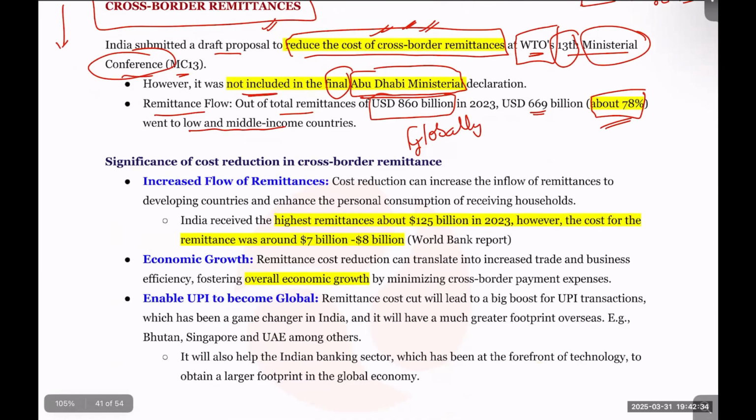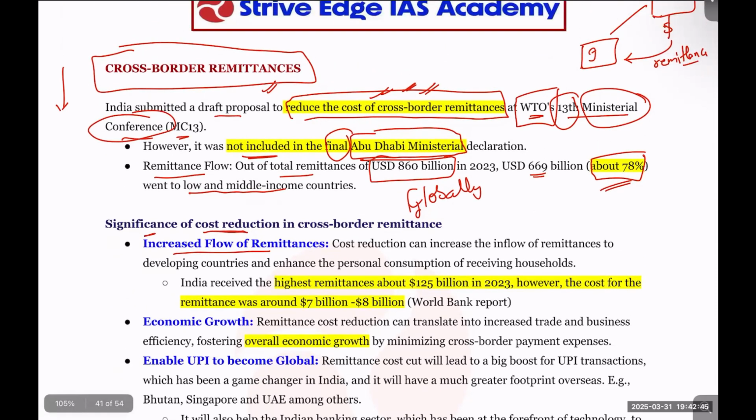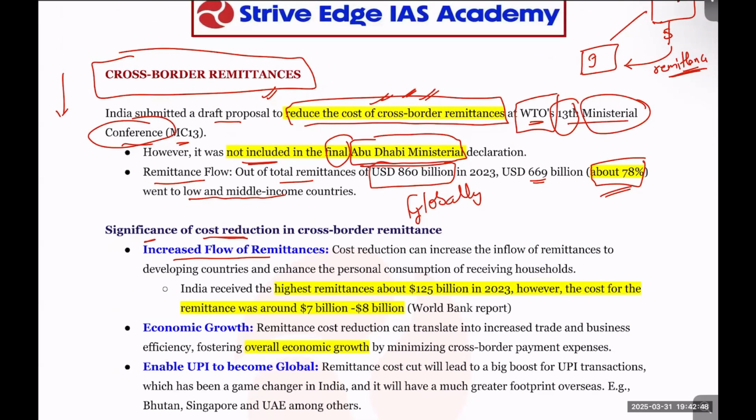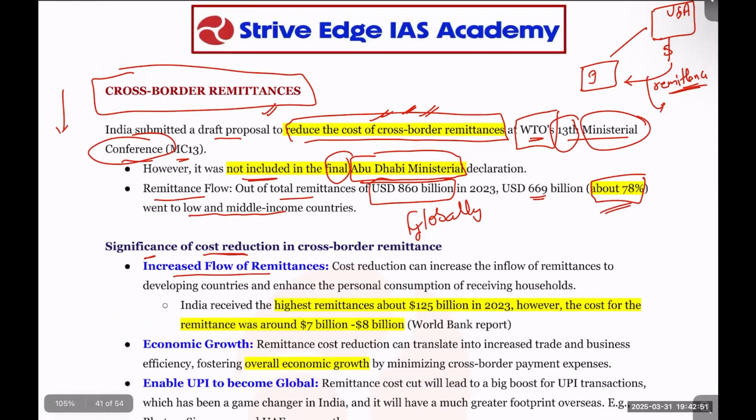Now, why has this proposal been put forward by India in front of the WTO? There is much for India to gain by reducing the cost of remittance. What is the significance? Increased flow of remittances. If the remittances which are coming back from the USA to India are being charged, there are some charges taken in order to move the money or capital from one country to another, at the border, or you can take it as an example of the central governments. So the central government charges some money to convert the dollar into rupee and rupee into dollar and transfer the money from one country to another.